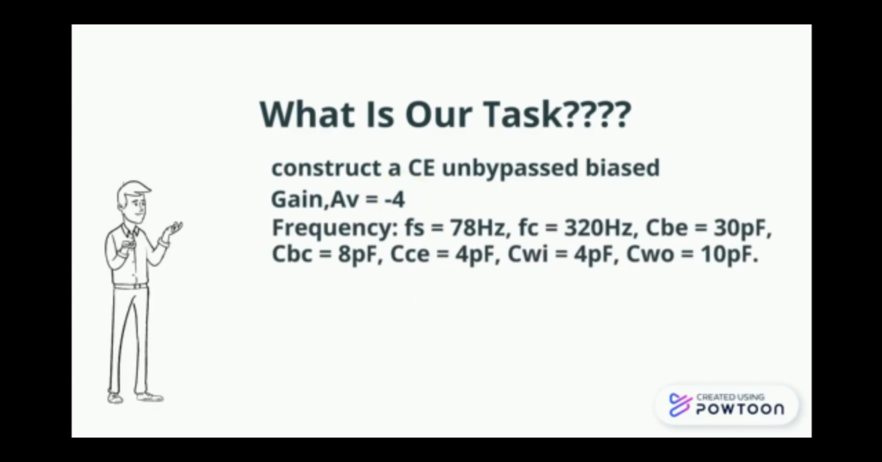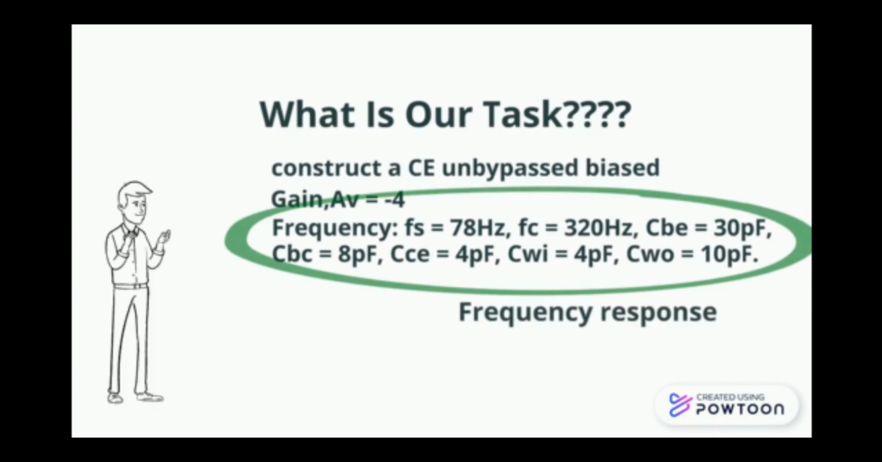Our next task is to find the frequency Fs of 78 Hz and Fc of 320 Hz, and it gives the values for capacitors CVE, CVC, CCE, CWI, and CWO. So these will all be used in the frequency response analysis. That means we need to make both plots to find our lower frequency and high frequency.